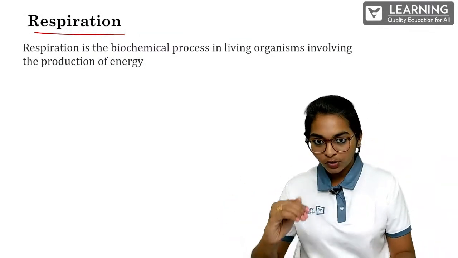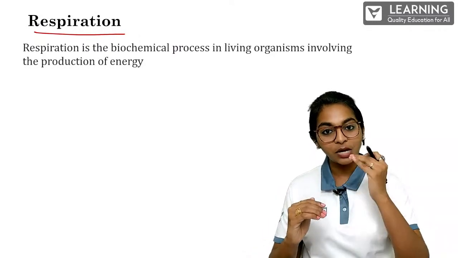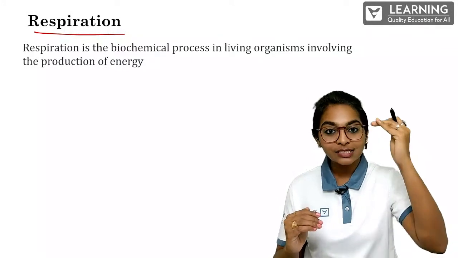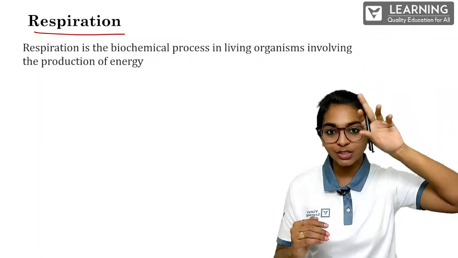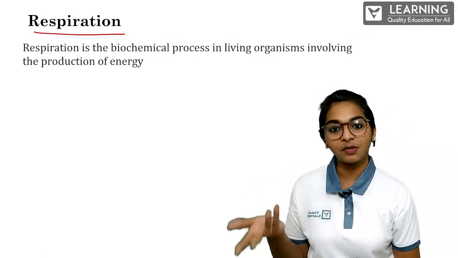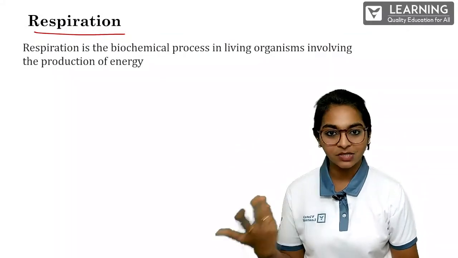Is that clear? From producers to primary consumers, primary consumer to the secondary consumer, secondary to tertiary, and tertiary to the decomposer. So that is the energy flow. That is how the energy has to flow. Is it clear? So the producers, from where do they get energy? Directly from the inorganic substances, they directly get it.